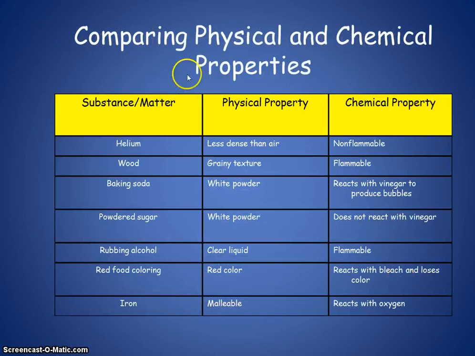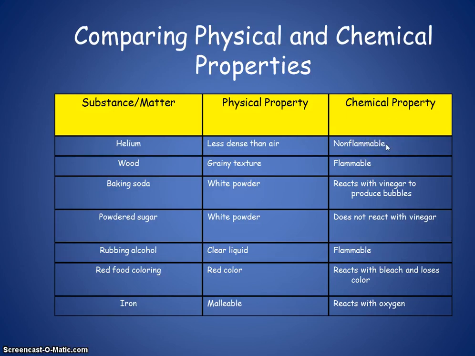Okay, so here's some physical and chemical properties of different substances. Helium, right? It's talking about its density, right? Density is a physical property, so it's less dense than air, which is why it rises. When we fill a balloon with helium, it rises. It's not flammable, which is fortunate, right?